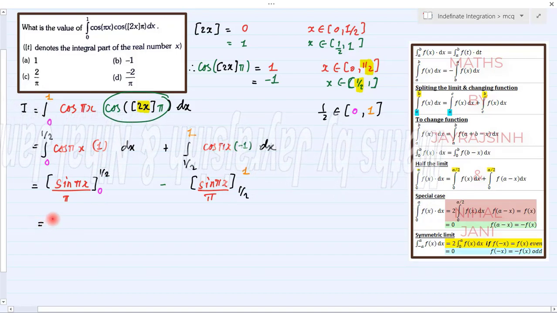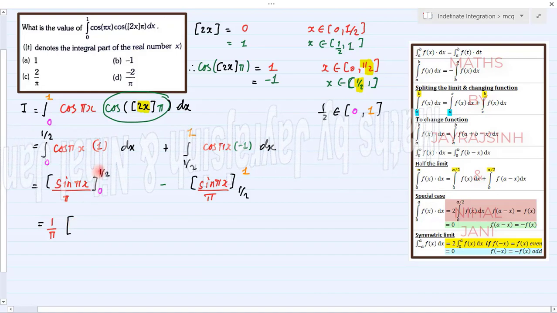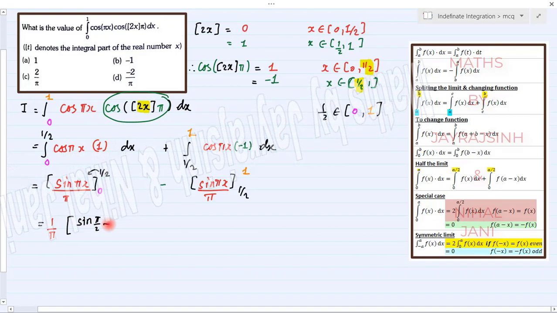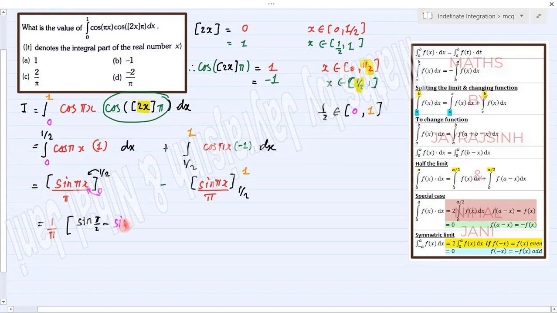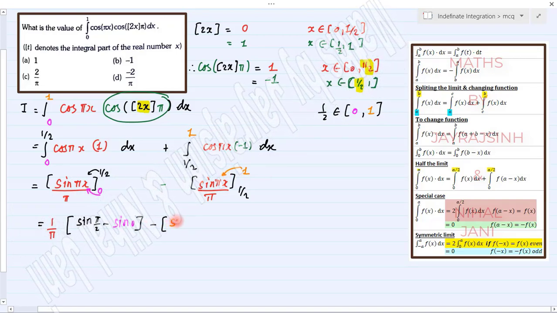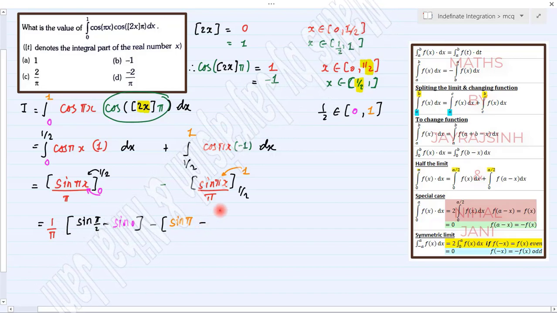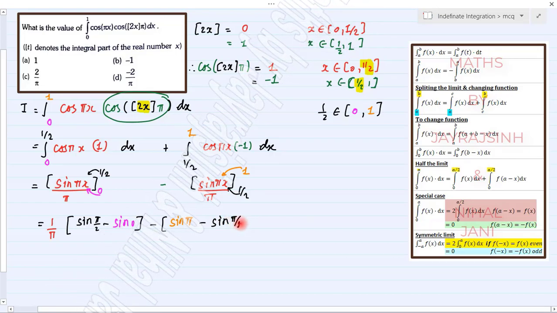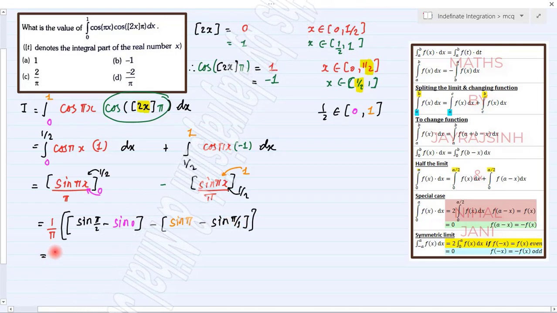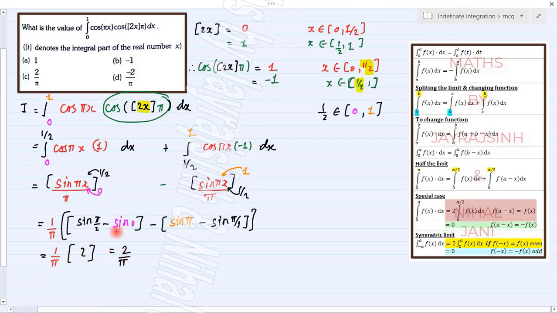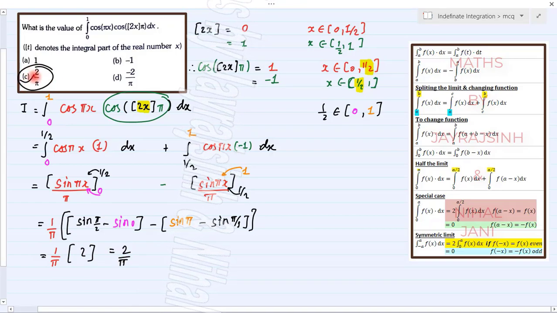So 1 by pi take common from upper limit, sin pi by 2 minus from lower limit we will get sin 0, minus from upper limit we will get sine pi, minus from lower limit we will get sine pi by 2. Now just substitute the values and we will get 2. So 2 by pi is your final answer, which is given in option C. Ta-da!